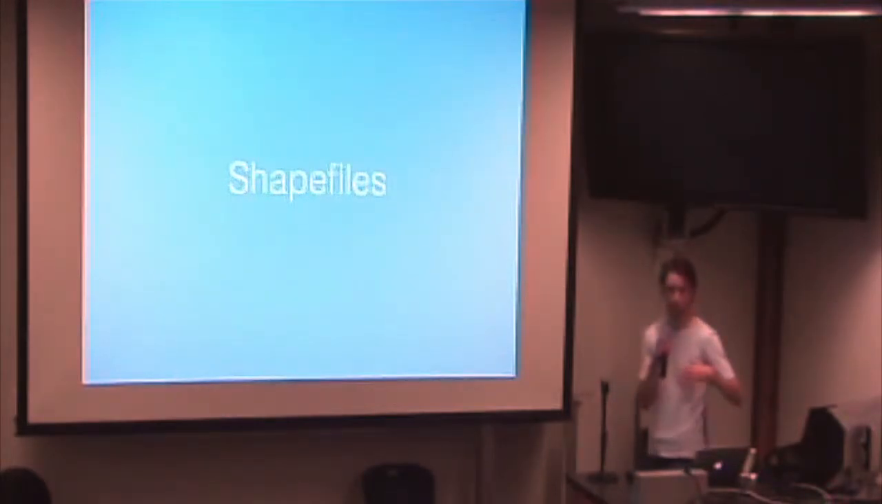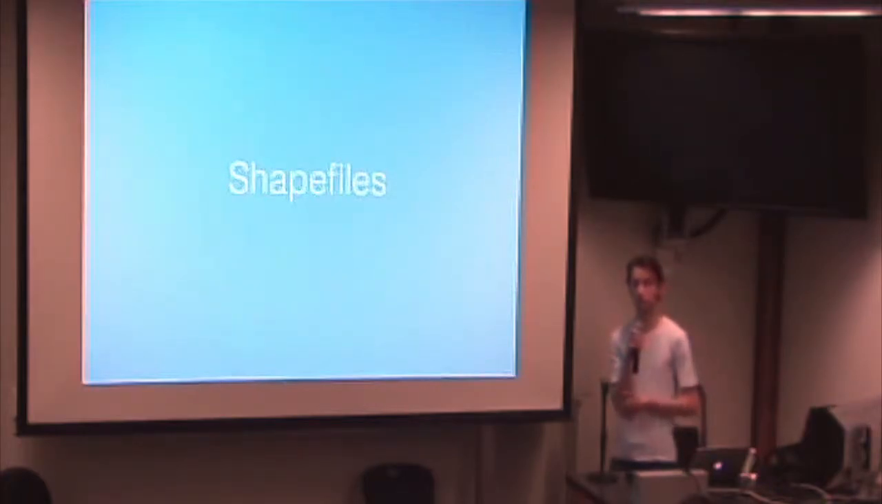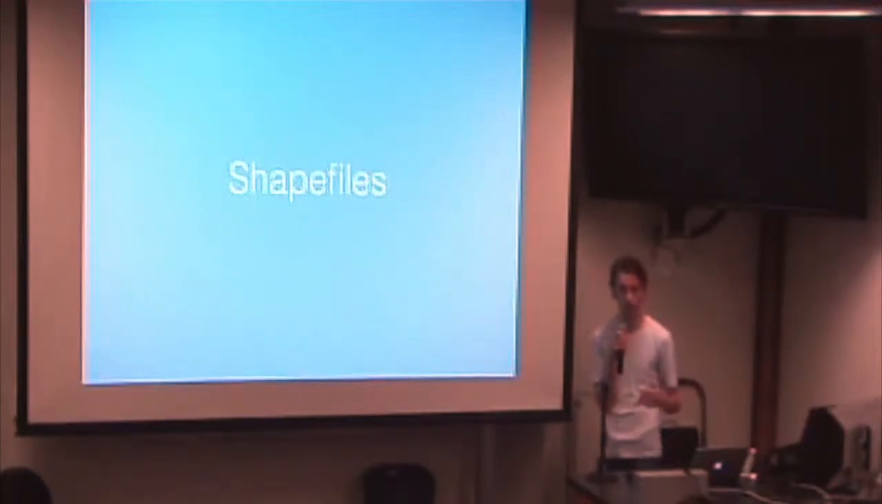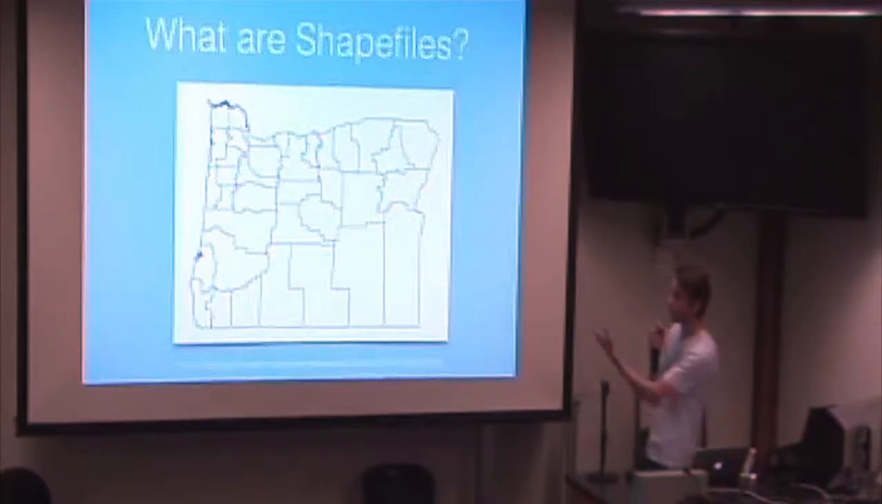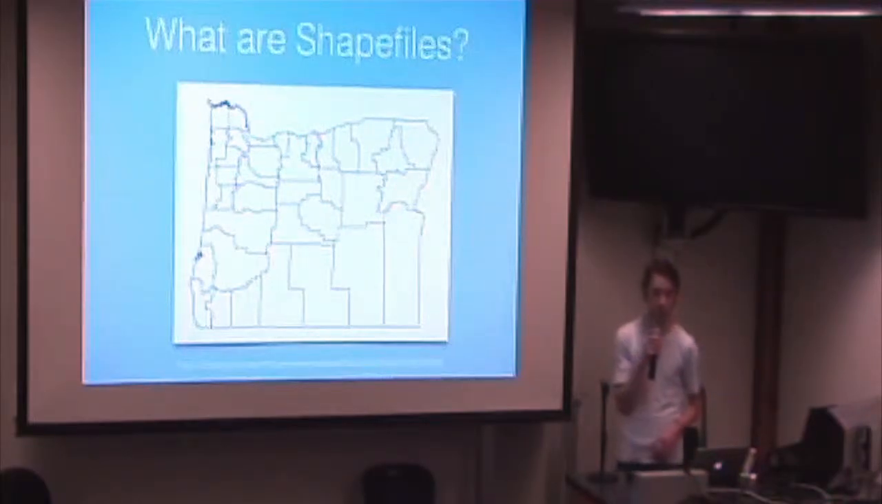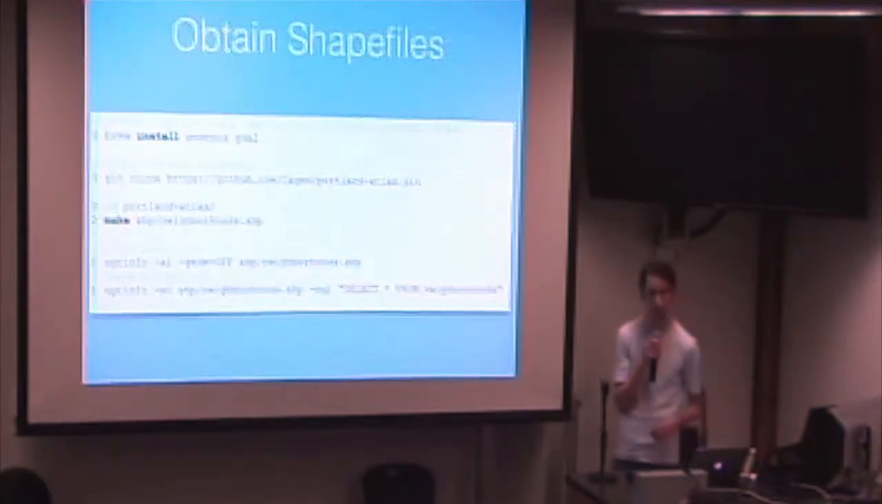So far we only talked about points. Let's say you want to add some lines, streets, polygons, which could be counties, cities, etc. And you can use shapefiles for that. So that's an example of a shapefile for the counties in Oregon. And it's really easy to obtain shapefiles.